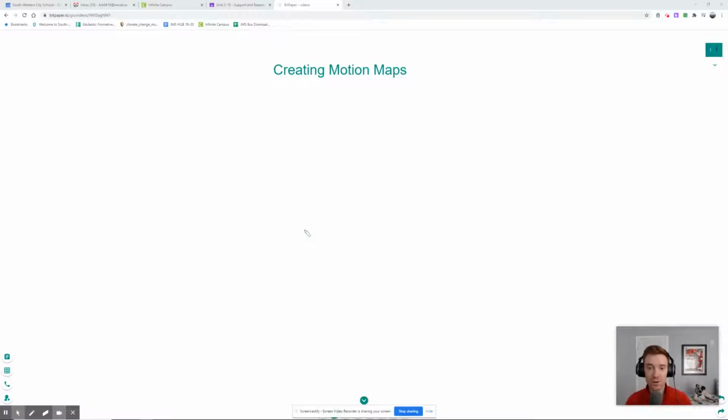Hi, everybody. We are going to really quickly talk about creating a motion map. A motion map is a way to visualize the concept of motion in a two-dimensional area. To start, we need to determine where our reference point, or our 0 point, is. This is the place that we're going to call zero, the point of reference. That's the place that all of our motion is going to be referred to.